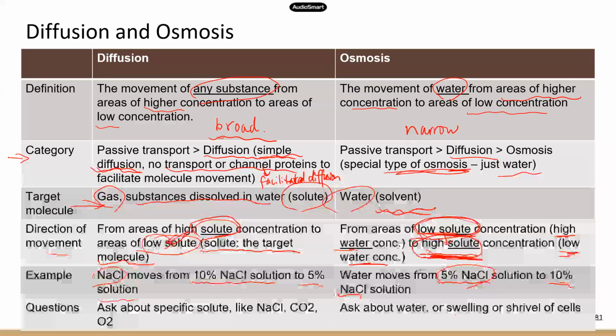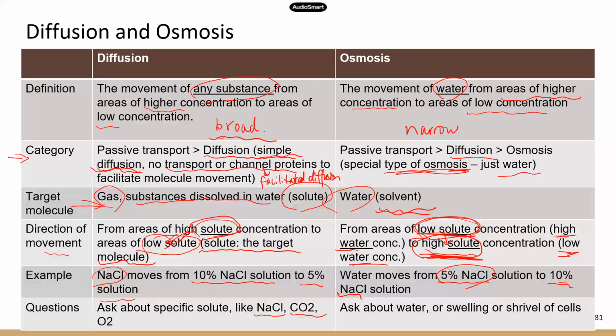Now, there could be questions on diffusion and osmosis if TEAS decides to use some kind of real examples in physiology. The questions may ask about diffusion using specific solutes. Common examples are sodium chloride, or it could be just the ions. It could just say sodium ion or chloride ion. It doesn't have to be sodium chloride. Or it could be gas molecules like carbon dioxide and oxygen. And don't worry, I'm going to talk about this in a moment.